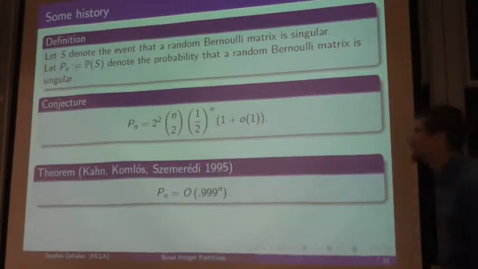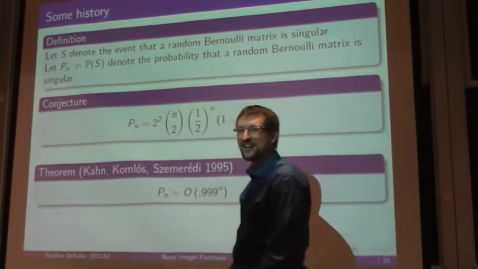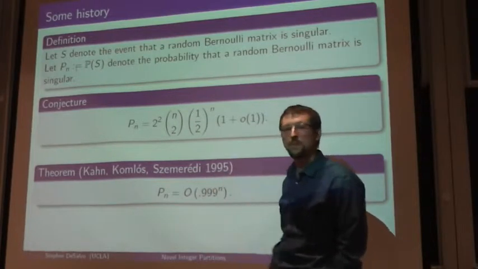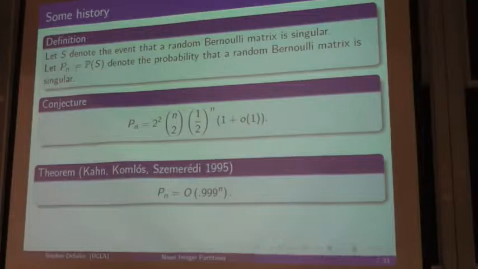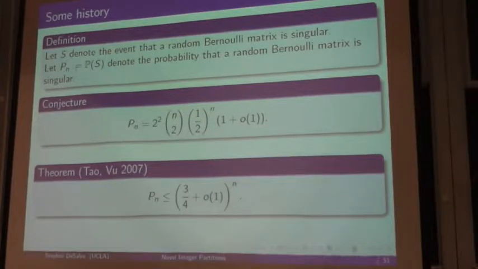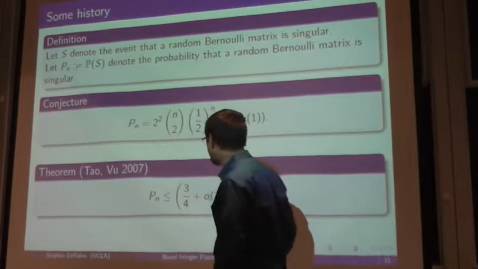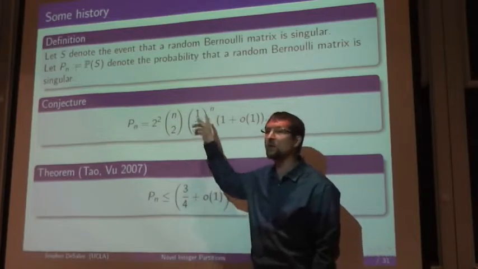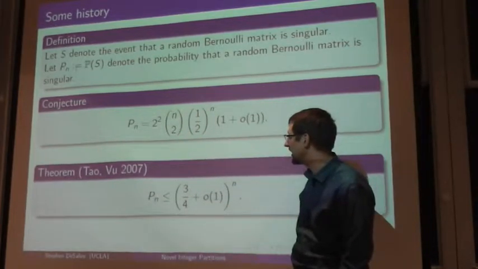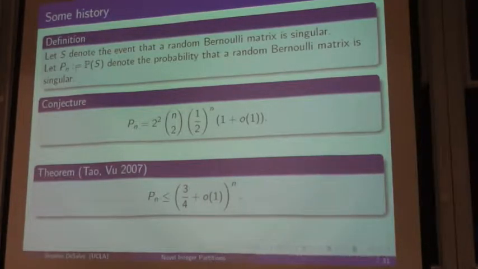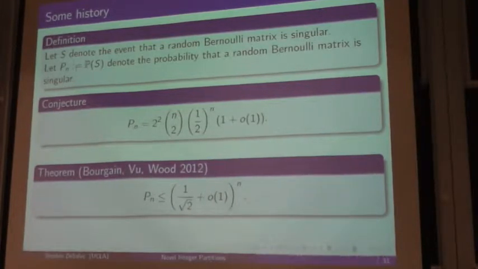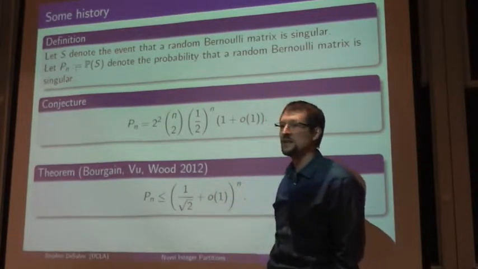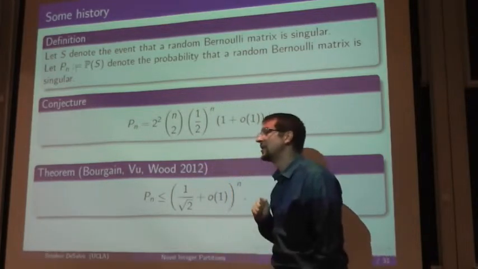And then you may have heard of some of these gentlemen here. They were the first to show that it decays exponentially. The bound they proved was 0.999 to the power of n. This was later improved by Terence Tao and Van Vu in 2007. The bound they proved was that it was at most 3/4 to the power of n. So 1/2 is the goal, and they got up to 3/4 using their techniques. And then a little more recently, Bourgain, Vu, and Wood squeezed a little more efficiency out of the same method, and they got 1 over square root of 2 plus o(1).